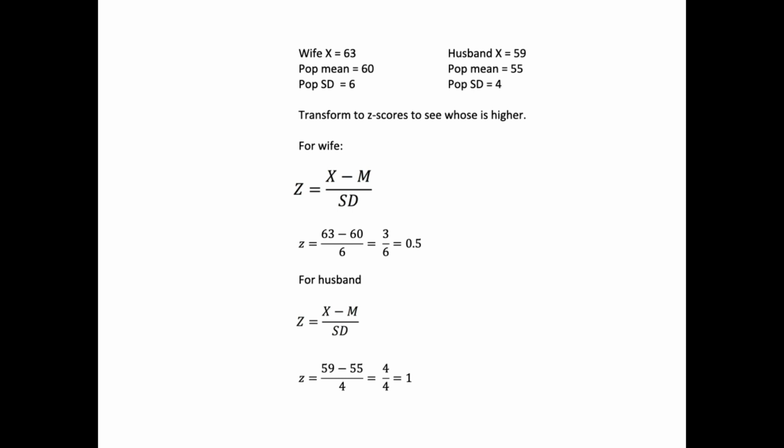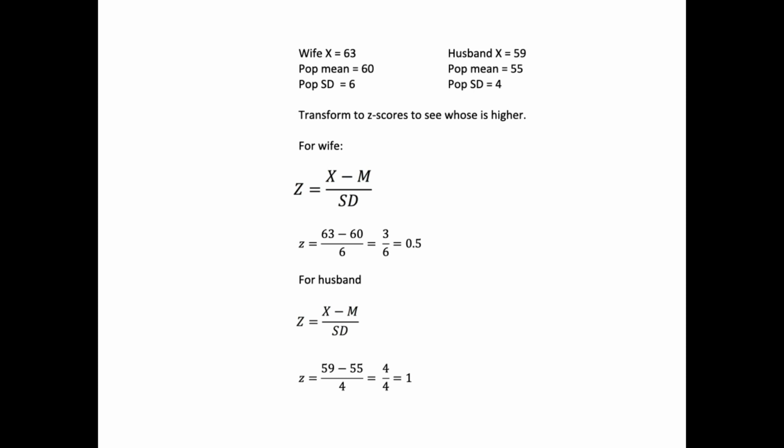So that ends up giving us 4 over 4, or 1. So the husband's transformed Z-score is 1. That means he's 1 entire standard deviation above the mean, whereas the wife is only a half a standard deviation above the mean, 0.5.